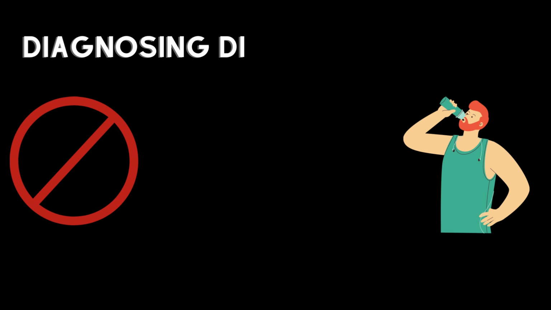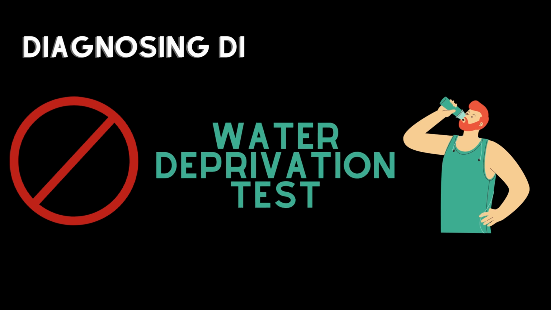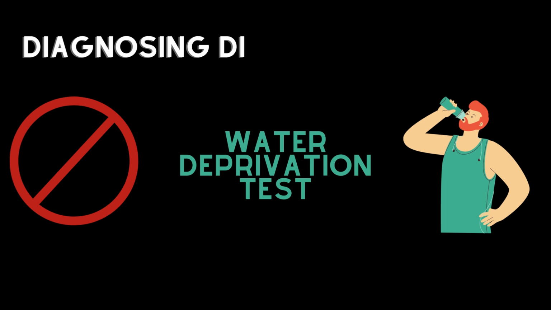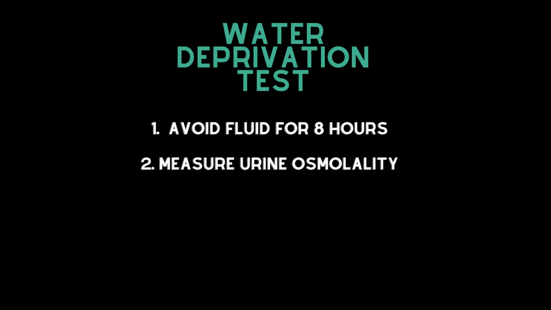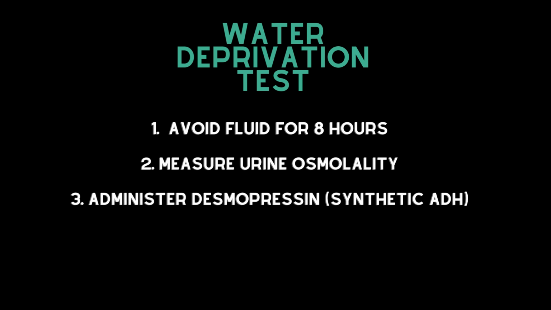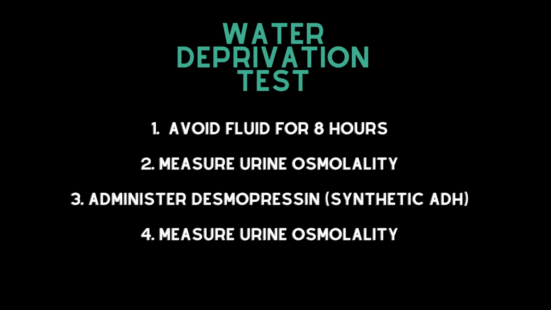In order to diagnose DI, the water deprivation test is undertaken. This involves the patient avoiding any fluid for 8 hours, measuring the urine osmolality, administering a dose of desmopressin, which is a synthetic form of ADH, then measuring the urine osmolality once again.